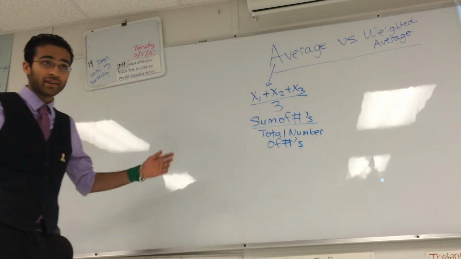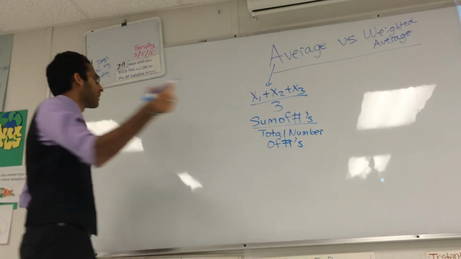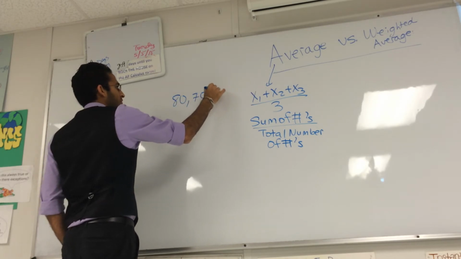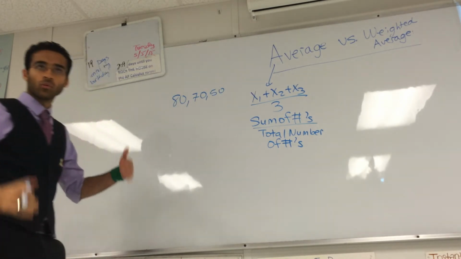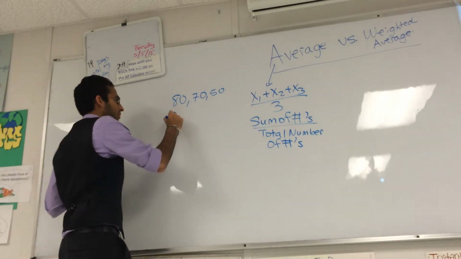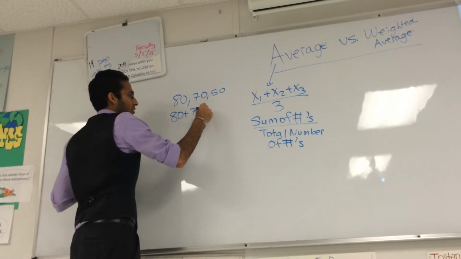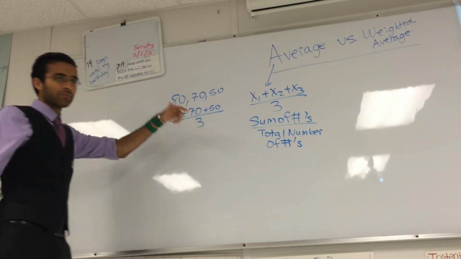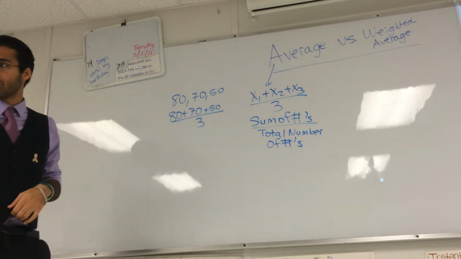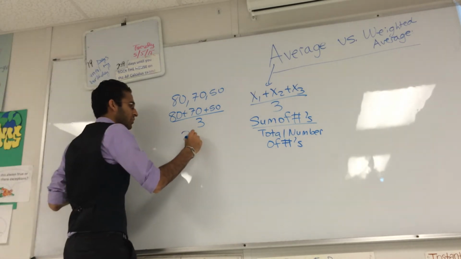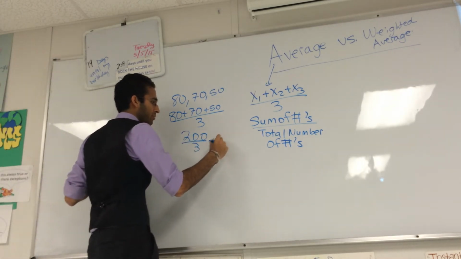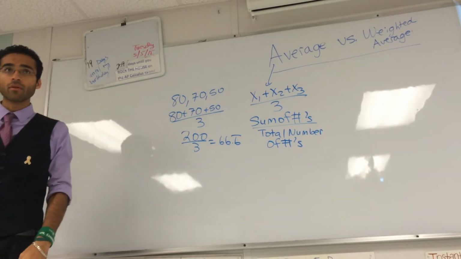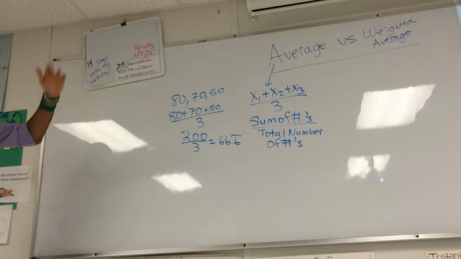So by way of example, if somebody made an 80, a 70, and a 50, and we asked what is the average, we would just say, okay, 80 plus 70 plus 50, all divided by 3. We'd add up the top. 80 plus 70 is 150, plus 50 is 200. We would say 200 divided by 3, and we'd say this person's average is a 66.6 repeater. This is how you do a basic average.